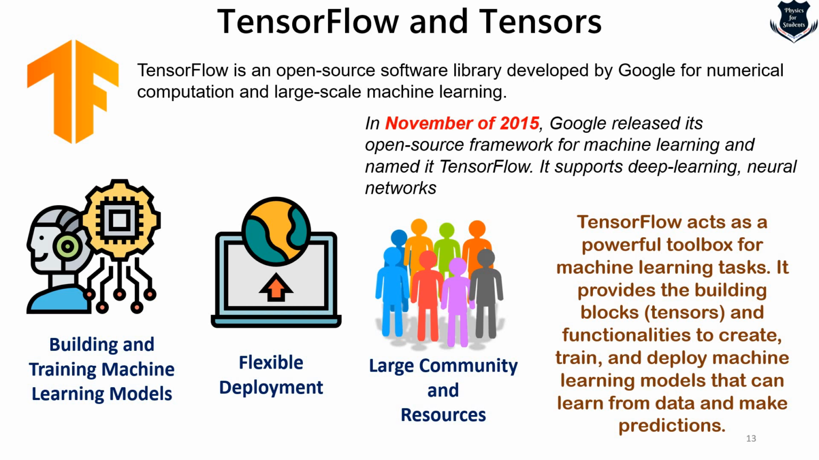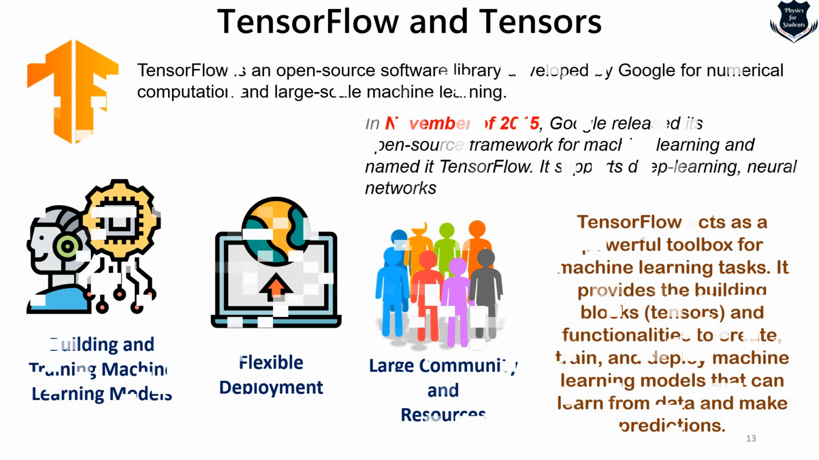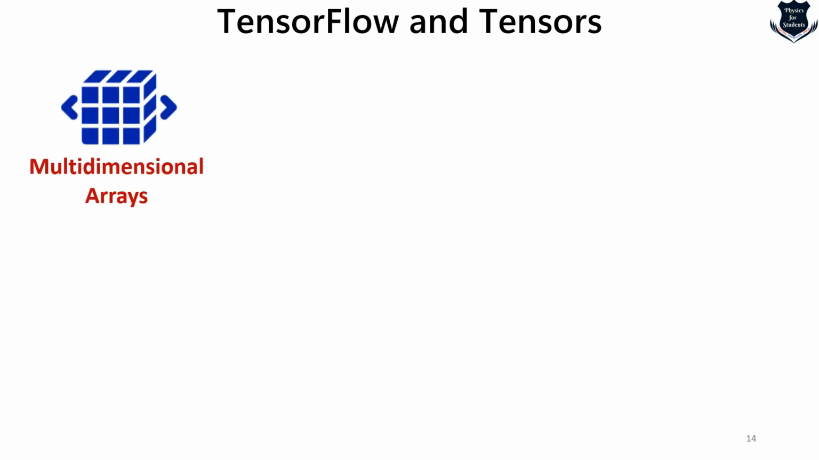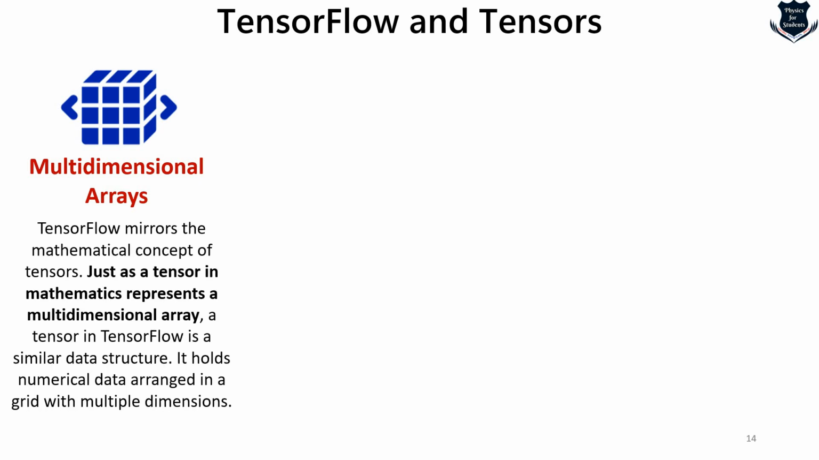It provides the building blocks, which are the tensors, and creates functionalities which can deploy learning models that can learn from data. So remember that the underpinning of this entire idea is nothing but the original mathematical tensors which we are learning right now. Further, TensorFlow also uses what is called multidimensional arrays, because at its core, TensorFlow mirrors the mathematical concepts of tensors. Just as a tensor in mathematics represents multidimensional arrays, a tensor in TensorFlow is a similar data structure. It holds numerical data arranged in a grid with multiple dimensions.